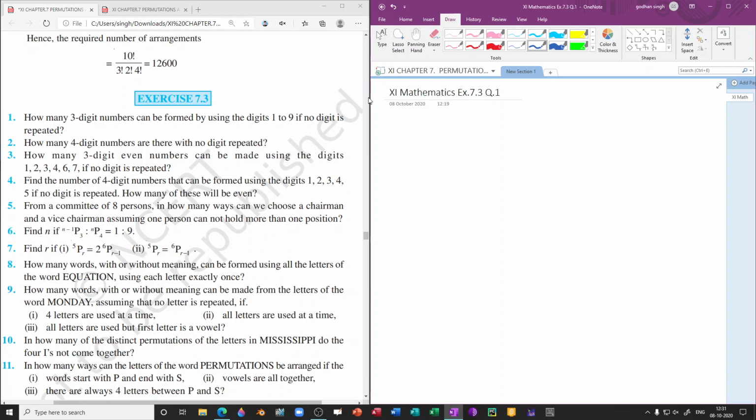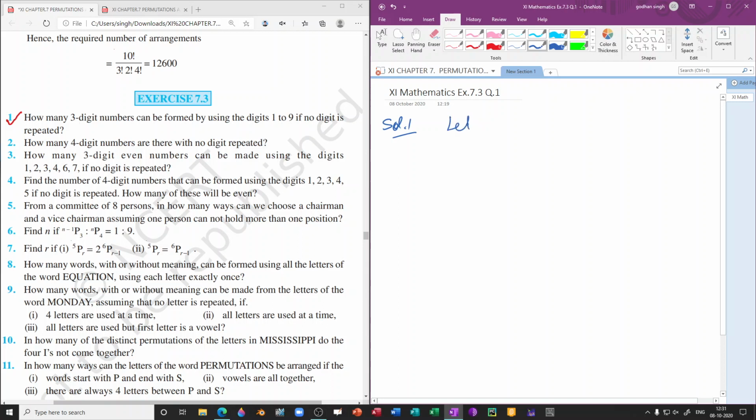Exercise 7.3, question number 1. How many 3-digit numbers can be found by using the digits 1 to 9 if no digit is repeated? So let us solve exercise 7.3, question number 1. Solution 1.